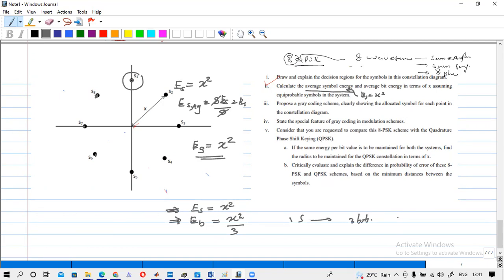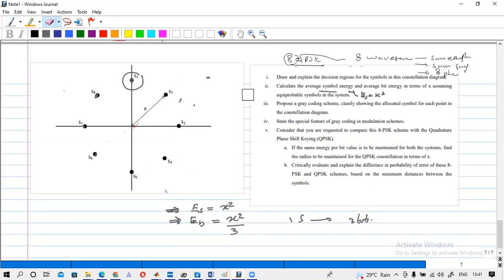Now propose the gray coding scheme clearly showing the allocated signal. So you can simply do it. Actually here I have a note, I have a diagram, so I write it by looking at the diagram. But you can do this by your mind, you no need to do any hard work. You can assign any value here. I use 001.